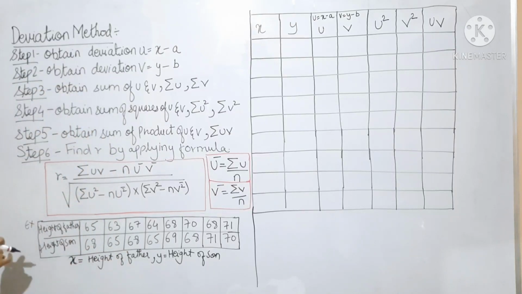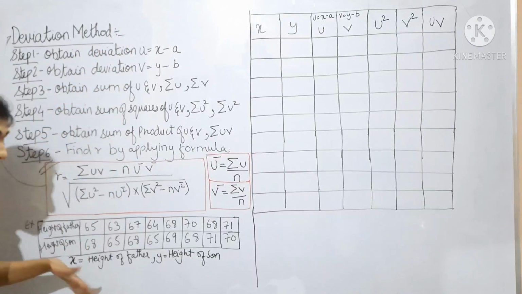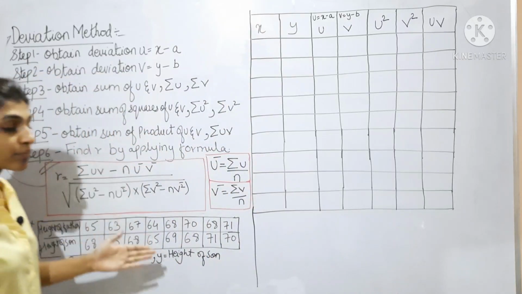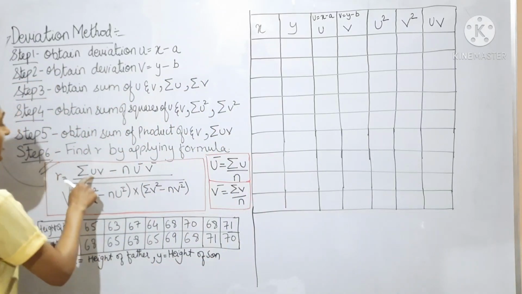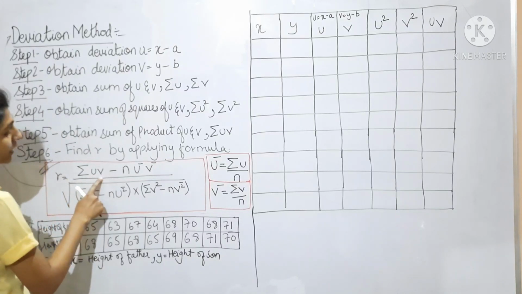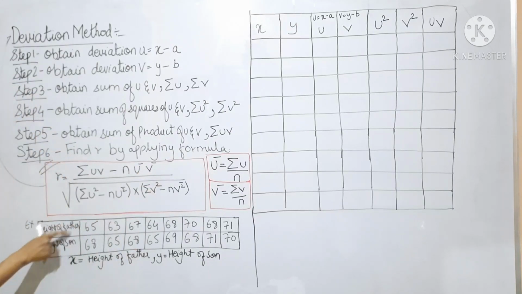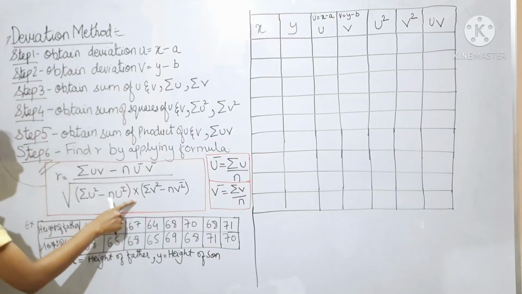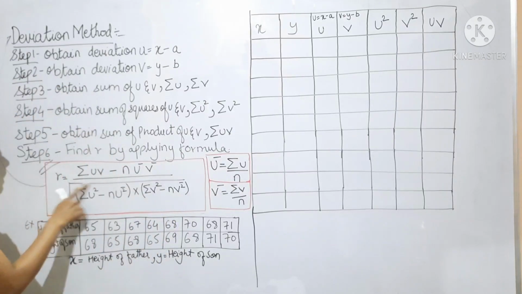So this is the formula of deviation method. For direct method it is different. The formula is the same, only instead of x and y as given in direct method, in deviation method the letters are u and v. So r equals summation of uv minus n u bar v bar, divided by the square root of summation of u square minus n u bar square, multiplied by summation of v square minus n v bar square.